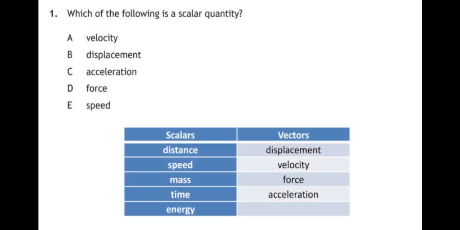Well, at National 5 physics, we have to know a variety of scalar and vector quantities. Scalar quantities, remember, are quantities which have only size or magnitude, and they include distance, speed, mass, time, and energy. And vectors are quantities which have magnitude and direction, and they include displacement, velocity, force, and acceleration. So, as we can see here, of the ones that are listed in the question, the only one which is a scalar is answer E, speed.